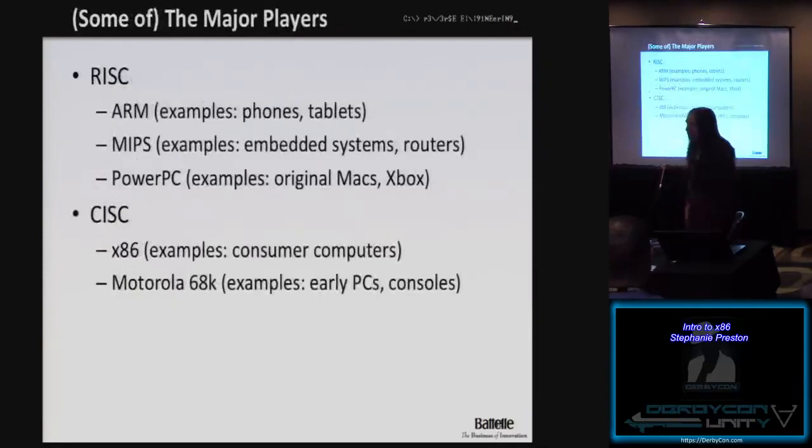So some examples of each. In the RISC category, you have ARM, the most popular one. That's what's running on most of your phones, Android, iPhones, tablets. MIPS runs on a lot of embedded systems. You'll see it on networking equipment, routers. PowerPC was on the original Macs, and I can't remember what version of Mac they switched over to x86, but the original Macs were PowerPC. The Xbox and Xbox 360 are PowerPC.